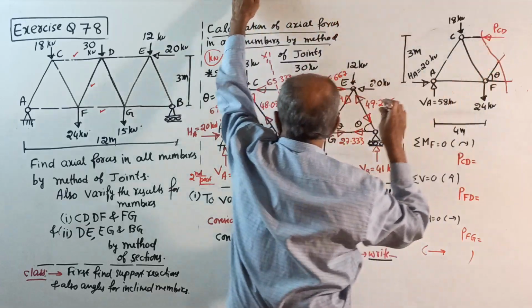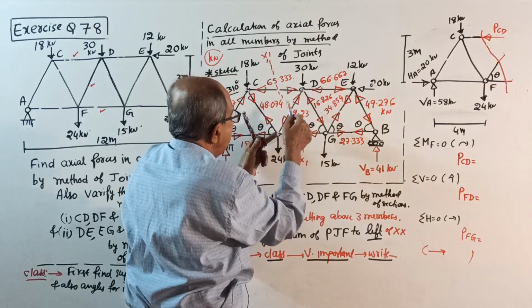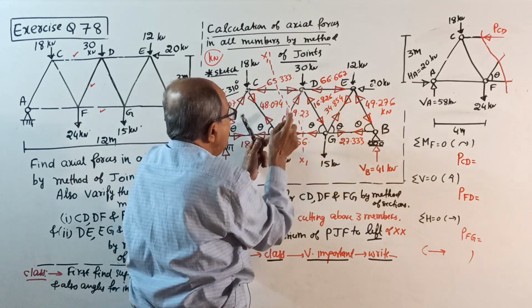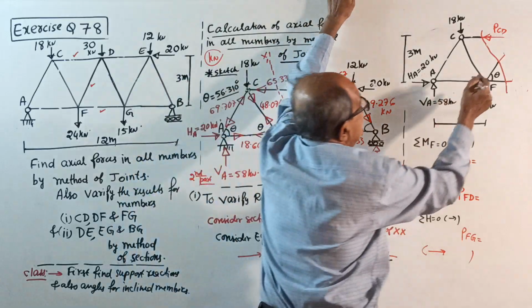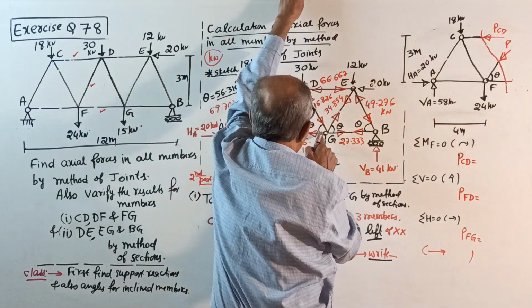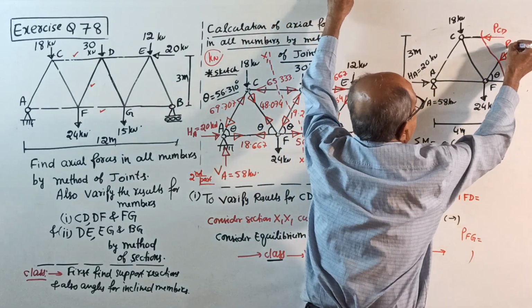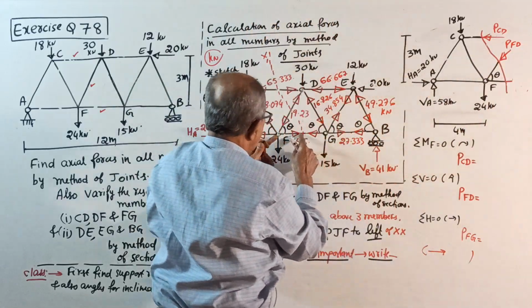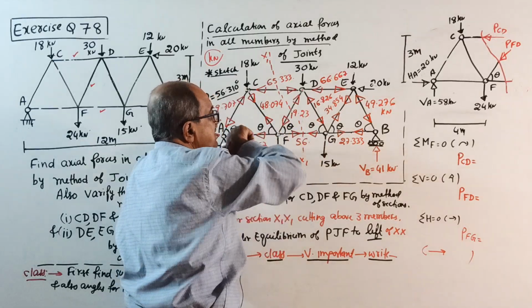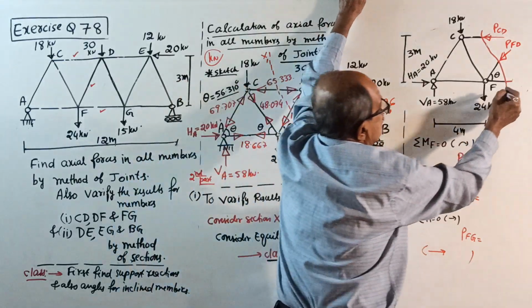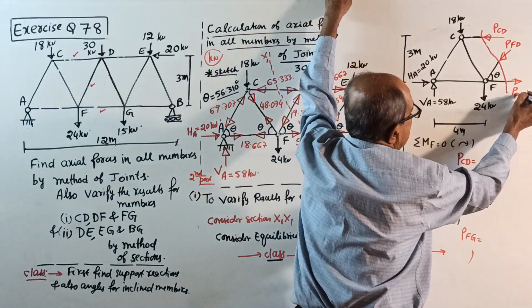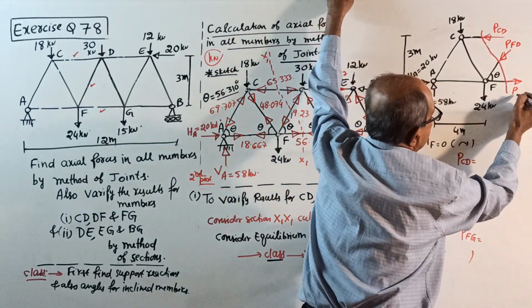PCD. And F to D, this side, not that arrow mark. For this left side, what is coming? F to D is coming to the joint. You know it already. This is P FD. And see here, F to G. When you see the left side, F to G is going away from the joint. So put that way. P FG.